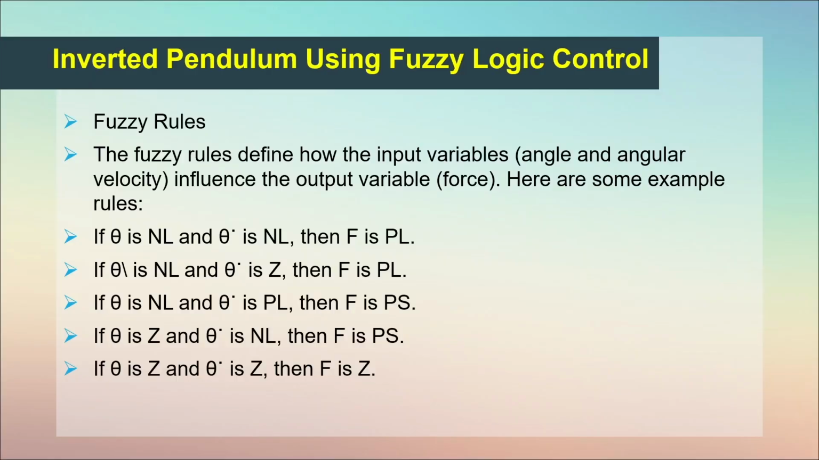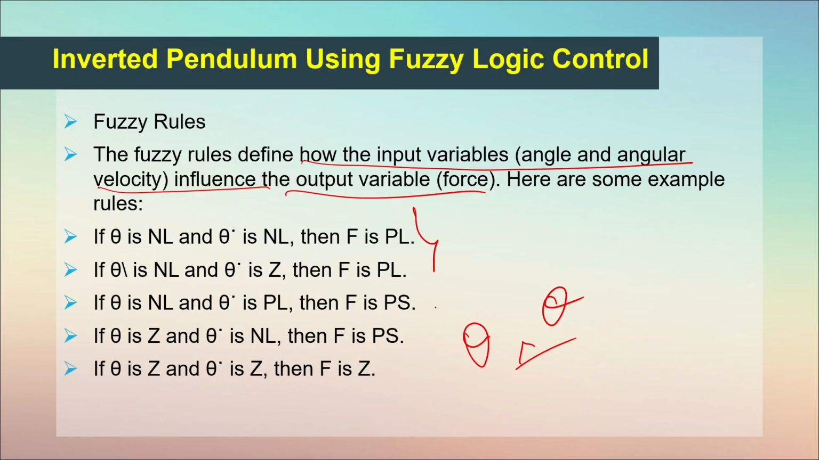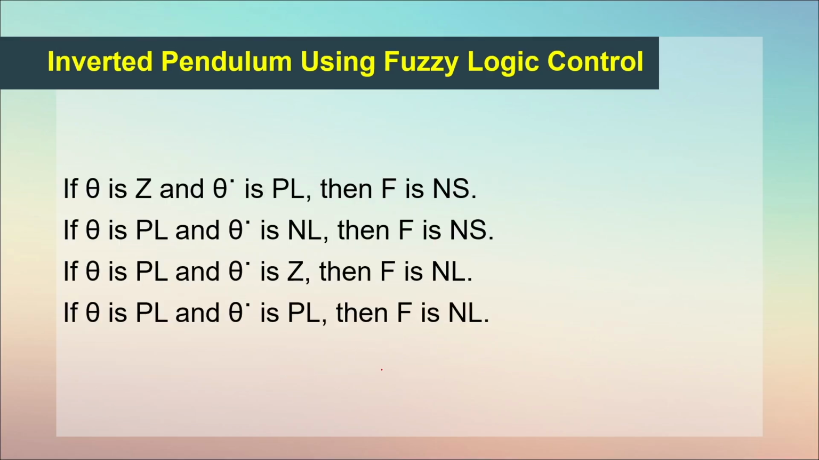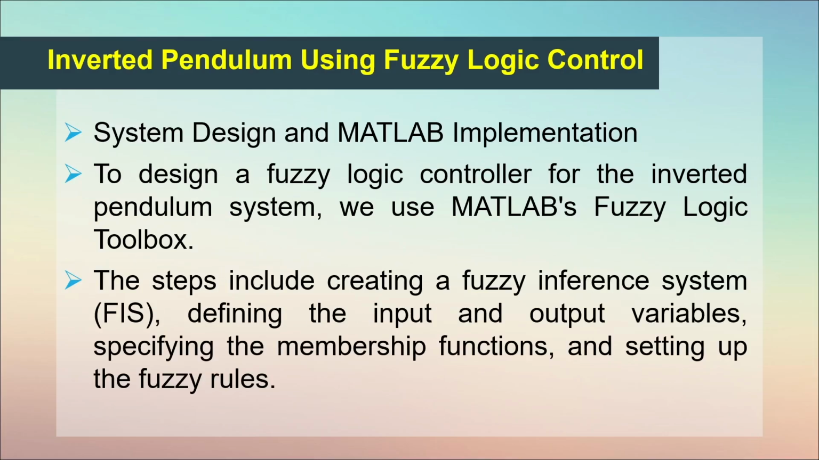So either you can go for an optimization-based approach or a data-centric approach. The fuzzy rules define how the input variables, angle and angular velocity, influence the output. That is the relationship between angle and angular velocity, how it is defined. If theta is NL and the angular velocity is NL, so what is the F? That means force. So the rules are written like this, and you have to design the rules.